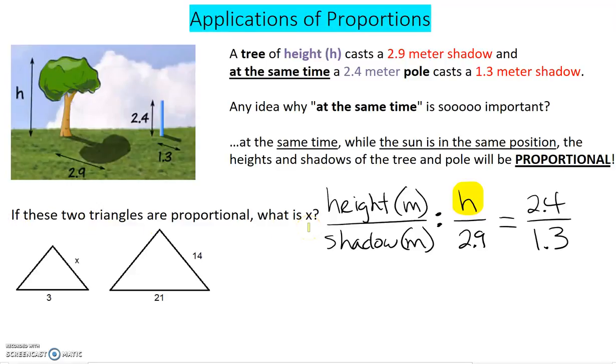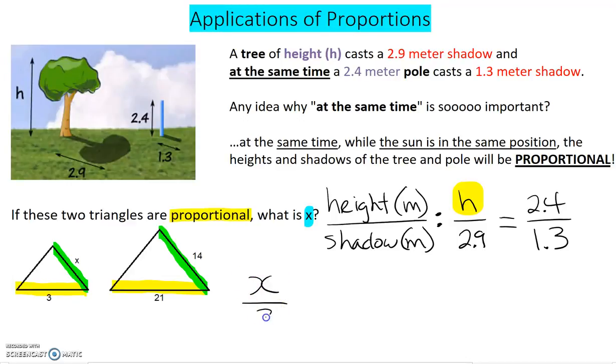So if these two triangles are proportional, they're just telling it to you, what is x? So we're going to try to solve for the variable. Now in this case, our prep work is going to come in. We need to make sure that we're comparing the same sides. So where we have our variable, we want to use the same side on the other triangle. And then here we have our distance of 3 and our distance of 21. So when we set this up, we're going to set it up proportionally.